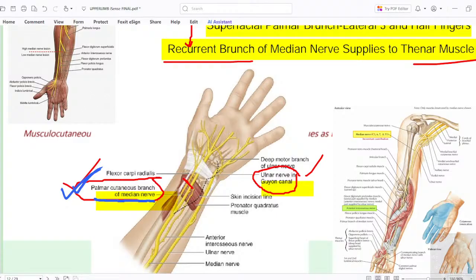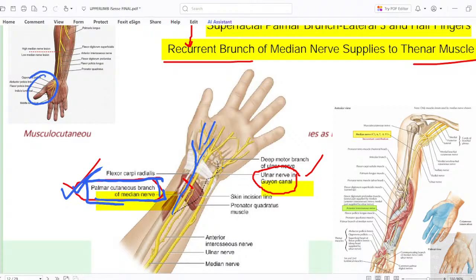Very important. Palmar cutaneous branch of median nerve. And this is the median nerve going here, and this is the flexor retinaculum. So the median nerve goes below the flexor retinaculum, but before that, it gives a palmar cutaneous branch, which supplies the thenar eminence. This is the thenar eminence, specifically this area.